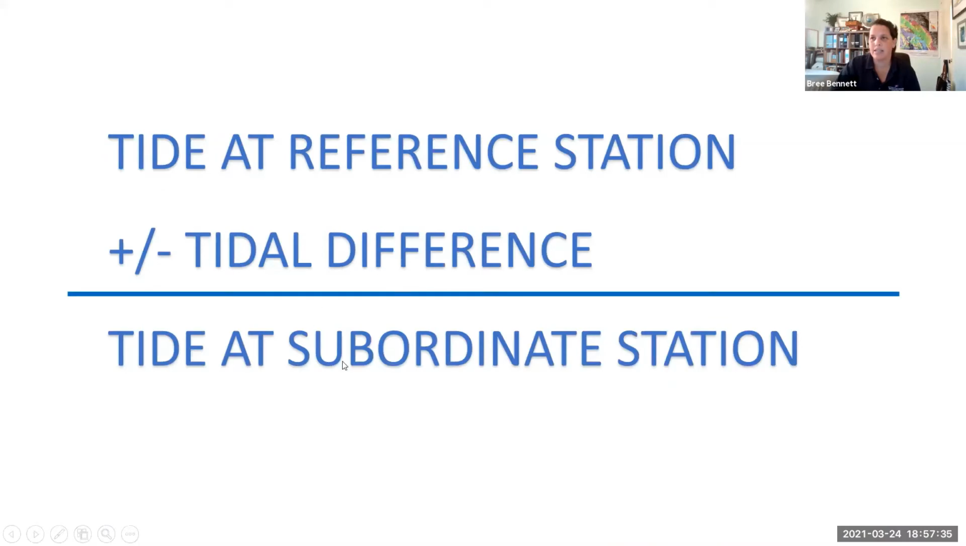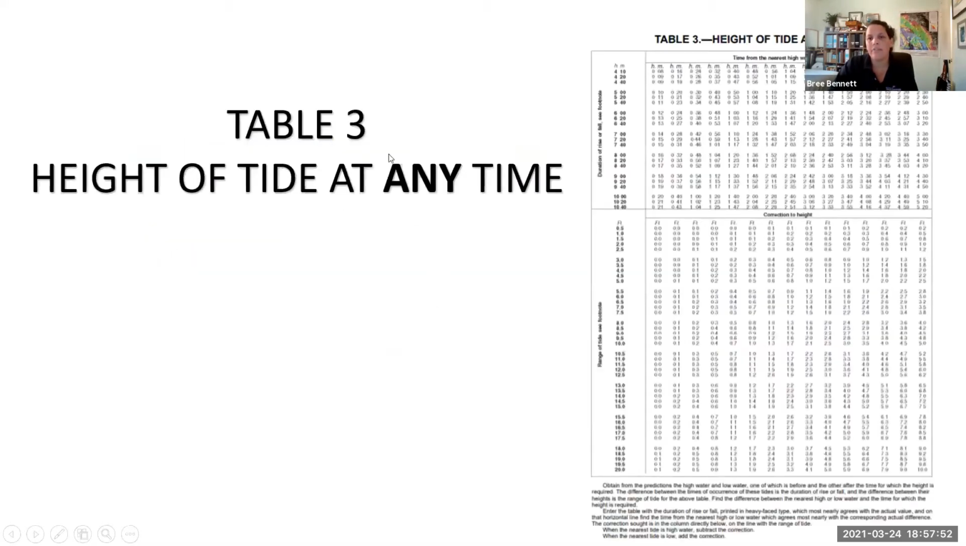Does that make sense? We are going to be doing examples of this, so hopefully that will clear things up if you're confused by table 1. Table 2 gives us the tide at our subordinate station. Okay, so table 3 is our magic table. It's just one page here. It's going to be the same table 3, whether you're East Coast, West Coast, whatever.